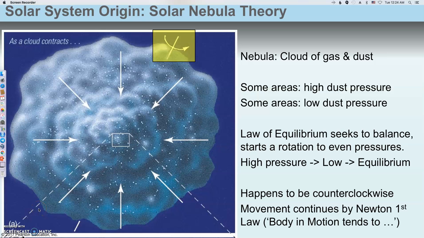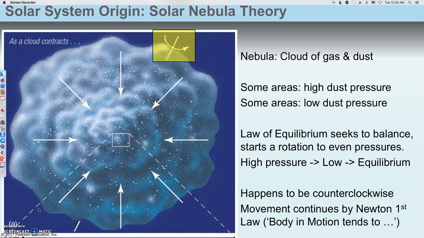So the solar nebula theory says that after the universe formed, there was a lot of gas in the universe, and a cloud of gas is called a nebula. So there were many clouds and many nebulas in the universe, in fact, millions of them. The one that is home for us and our solar system came to have areas of high pressure for dust and low pressure for dust in this cloud of dust. Not everything was equal in that cloud.